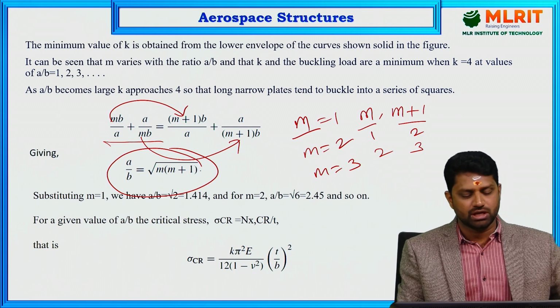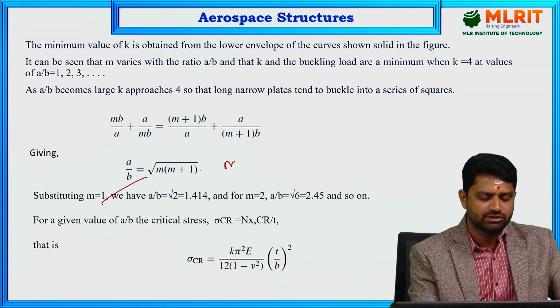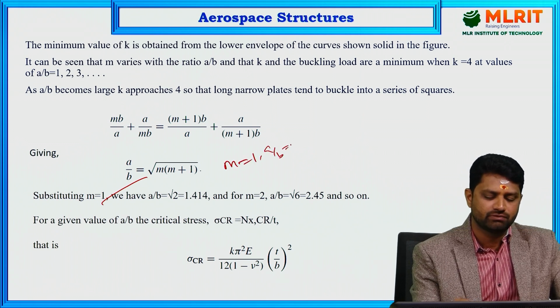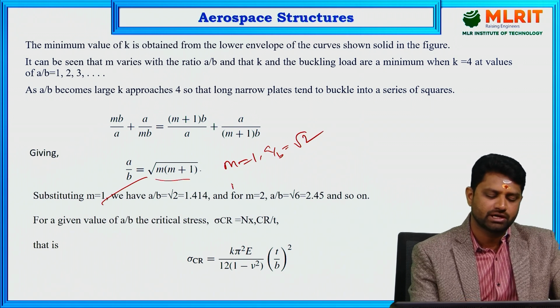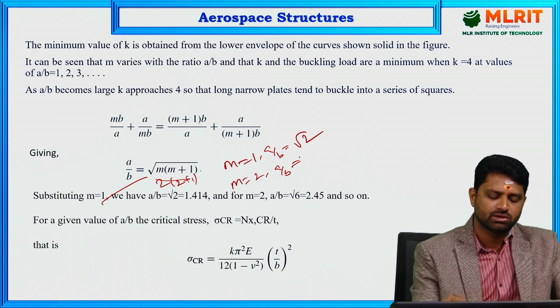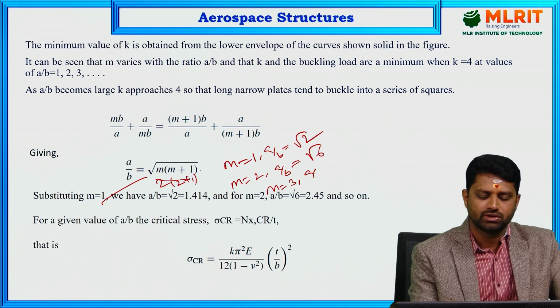Okay, so now if you substitute M equals 1 in this equation, you get A by B ratio equals root 2, that is, 1 into (1 plus 1), root 2. If you substitute M equals 2, you get A by B ratio as 2 into (2 plus 1), so that is nothing but root 6. Similarly, if you substitute M equals 3, you get A by B ratio as root 12, and so on.